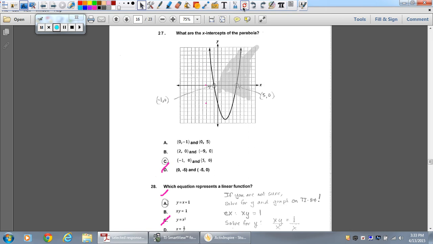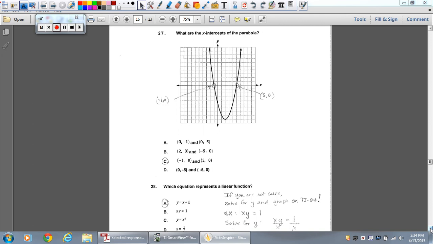All right, number 27, what are the x-intercepts? The x-intercepts are where the parabola crosses the x-axis. So I wrote the coordinates down. I had to go over 5 and up none, so 5, 0. I had to go left 1 and up none, so negative 1, 0. Circle them, and that's my answer.